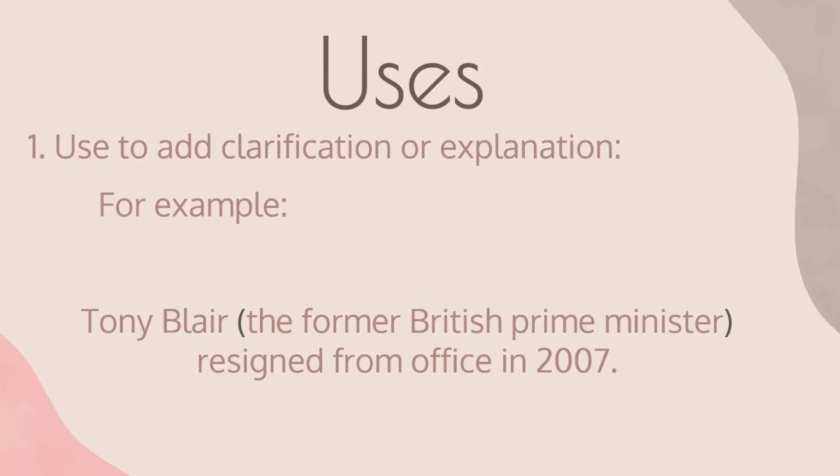You can use it to add clarification or explanation. For example, Tony Blair, the former British Prime Minister, resigned from office in 2007. Now, the main sentence is Tony Blair resigned from office in 2007, but many of the people might not know who Tony Blair is, so we are adding a small explanation in the brackets that he is a former British Prime Minister. So, these parentheses allow us to add some non-essential extra information or clarification without disrupting the sentence.